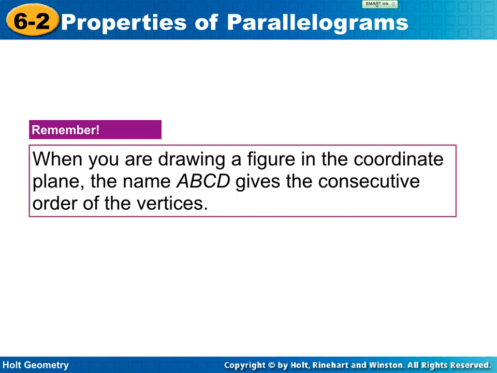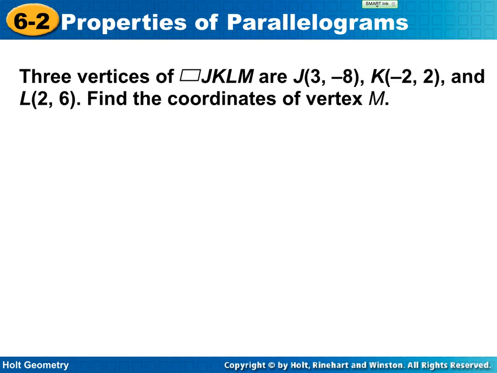Okay. Now something a little bit different. Go to the graph side of your marker board. I'm telling you 3 corners of a parallelogram. I want you to figure out what the 4th one would be. Remember when you name it, when I'm naming it JKLM, that's going consecutively around it. So that'll help you figure out which corner you're missing.